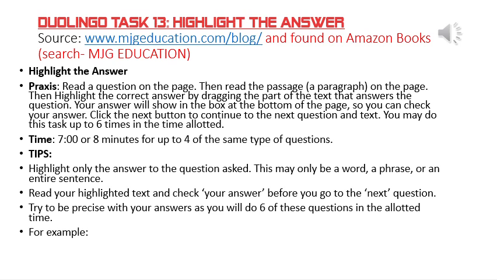Okay, so with that pressure, what are the actual tips the guide gives? How do you get good at this specific thing? It's clearly not just about general understanding. No, definitely not. The guide gives 3 really key pointers. First, and this is like the absolute core of it, highlight only the answer to the question asked. Not nearby info, not extra context, just the answer. And that could be only a word, a phrase, or an entire sentence. That's critical. Second, it advises read your highlighted text and check your answer before you go to the next question. So a quick self-check. And third, it really pushes you: try to be precise, as you will do 6 of these questions. Precision, precision, precision. That's the takeaway.